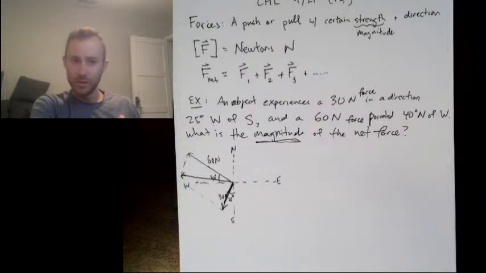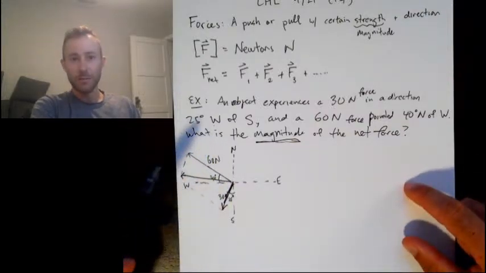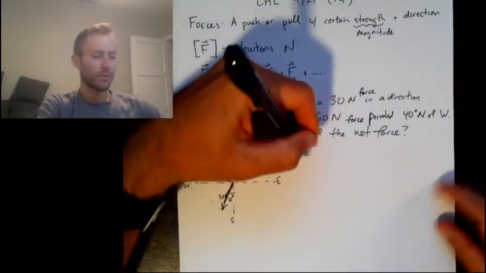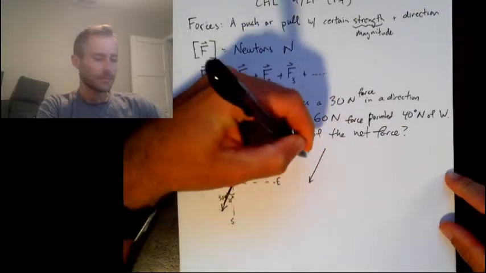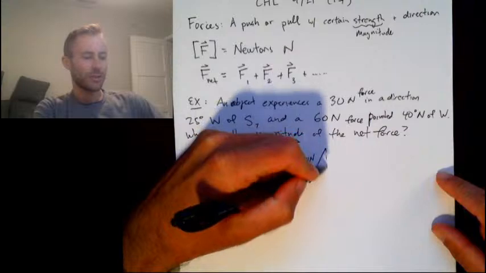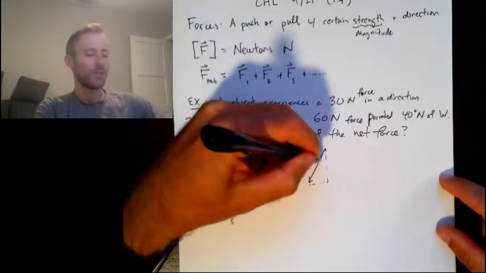But if we're trying to do this algebraically, we need to get both of these vectors in ij form. So let's start off with the first force, which is 30 newtons, and it has a direction 25 degrees west of south.